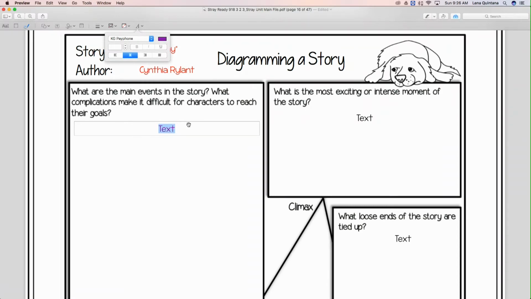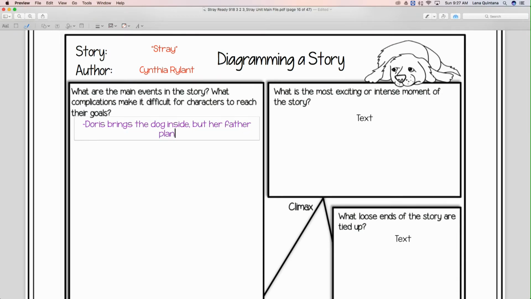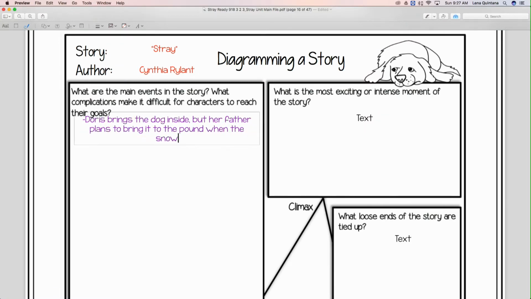Okay. All right, so what are the main events in the story? What complications make it difficult for characters to reach their goals? All right, so Doris, she brings the dog inside, right? I don't know, would you guys do that? If you find a dog, would you just bring it in your house? I mean, maybe. I don't know. But she knew her parents wouldn't like it, right? But her father plans to bring it to the pound when the snow clears.